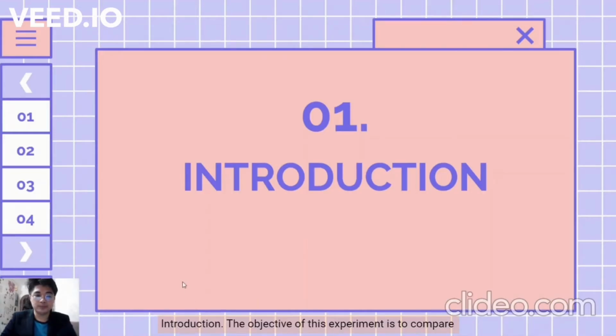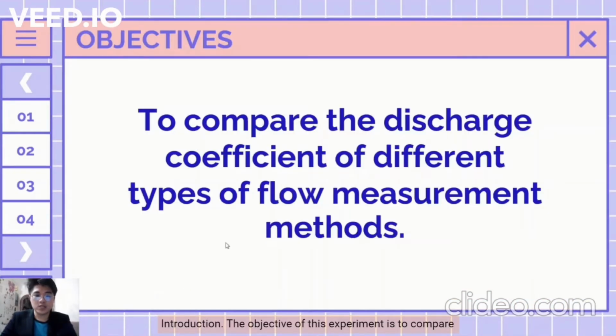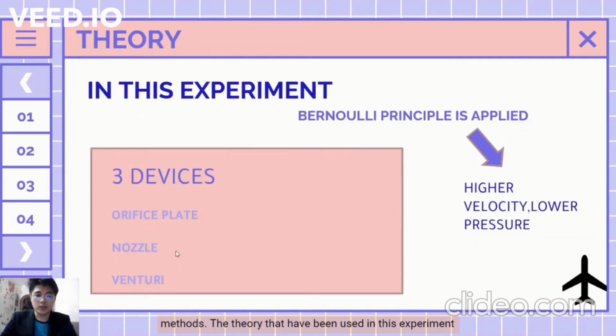Introduction. The objective of this experiment is to compare the discharge coefficient of different types of flow measurement methods. The theory used in this experiment is the Bernoulli principle. The Bernoulli principle states that higher velocity will result in lower pressure. In this experiment, there are 3 devices being used, which are orifice plate, nozzle, and venturi.